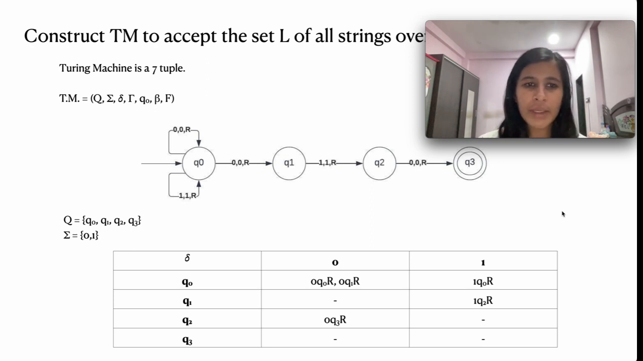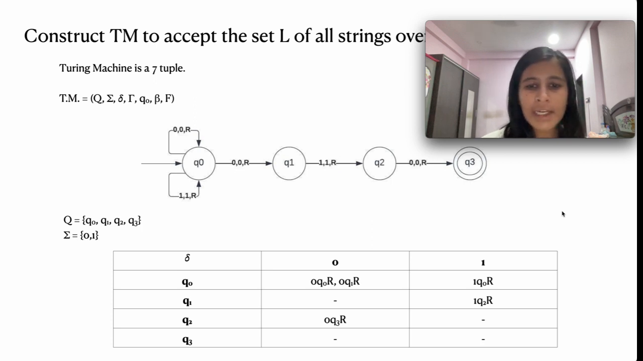Now, we have a Turing machine diagram that has four states, Q0, Q1, Q2 and Q3. As we know, Q0 accepts 0 as well as 1 and moves right on the magnetic tape. As we can see in the state transition table, when we are at Q0 and we have 0, we accept 0 and stay at Q0 and move right on the magnetic tape, or we accept 0, move on to Q1 and move right on the magnetic tape. When we have 1 at Q0, we stay at Q0 and we move right on the magnetic tape.